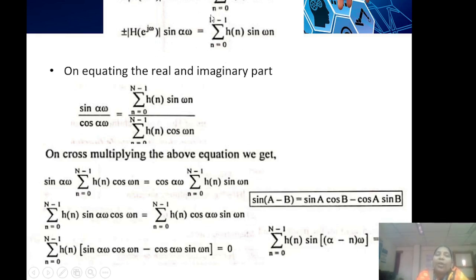After that, let us consider the above equation as equation 1 and the below equation as equation 2. We are going to divide equation 2 by equation 1. If you divide this, we will be getting sine alpha omega by cos alpha omega equal to summation n equal to 0 to N minus 1 h of n sine omega n divided by summation n equal to 0 to N minus 1 h of n cos omega n. So we will be getting this particular expression. After that we need to cross multiply these equations.